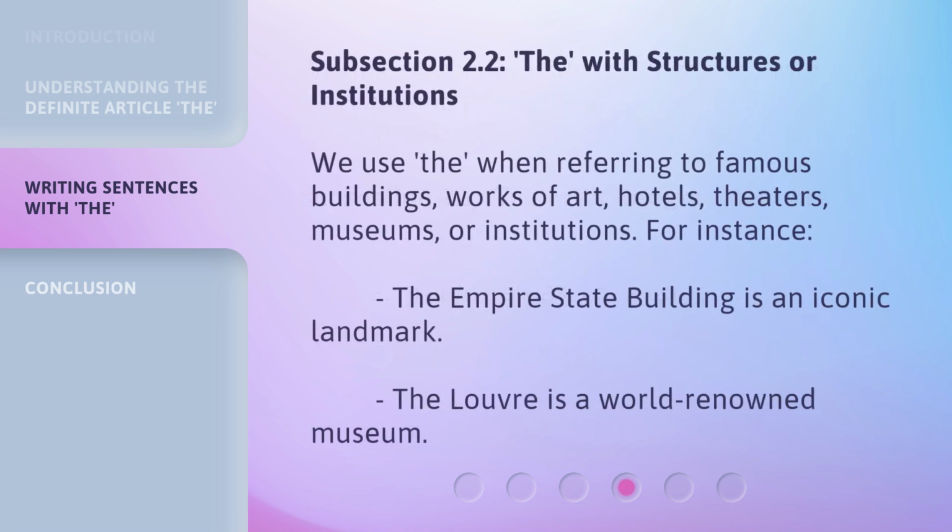Subsection 2.2. The with structures or institutions. We use "the" when referring to famous buildings, works of art, hotels, theaters, museums, or institutions. For instance, the Empire State Building is an iconic landmark. The Louvre is a world-renowned museum.